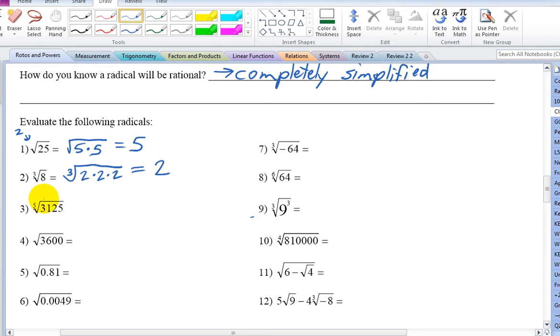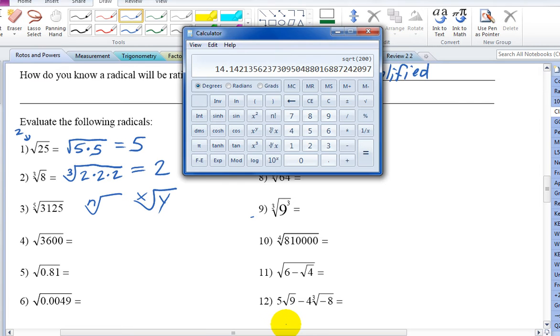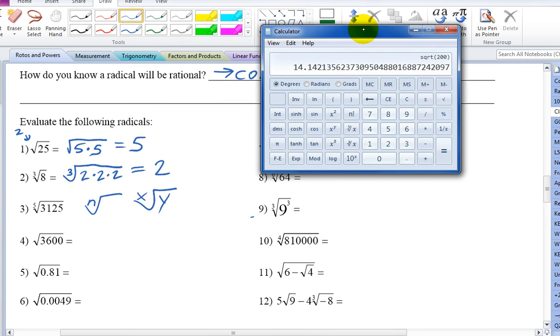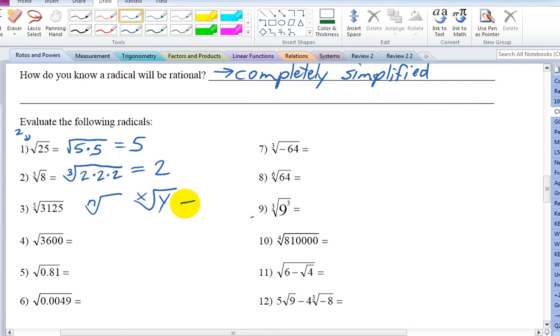Okay, so you're going to look for a button that looks like that, or it might look like that. I have an old school calculator. What I do is I enter in the inside number first, 3125. Then I hit this button here. Then I have to enter my index of 5. Then I press equals. Inside equals 5.